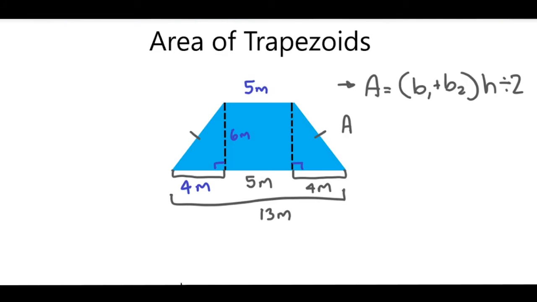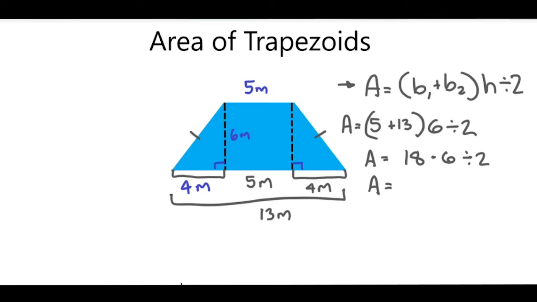So area is equal to 5 plus 13 times the height, which is 6, divided by 2. So area is equal to 18 times 6 divided by 2. So that's 108 divided by 2, and area is equal to 54, but we do need to label it as meters, and remember, when it's an area, it's meters squared. And that is how you find the area of a trapezoid when you know the lengths of the bases and the height.